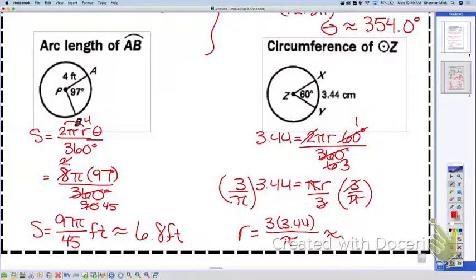Okay, now, how many decimal places are we going to give on this one? 2, because in here it's 3.44, so my answer better have 2, right? Yeah. So I get 3.28. Kyson, you match? 3.28. Yes, and then centimeters.